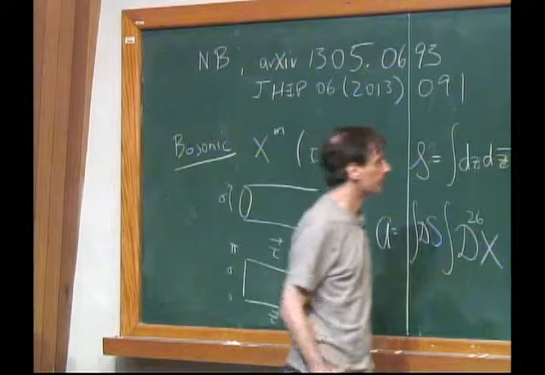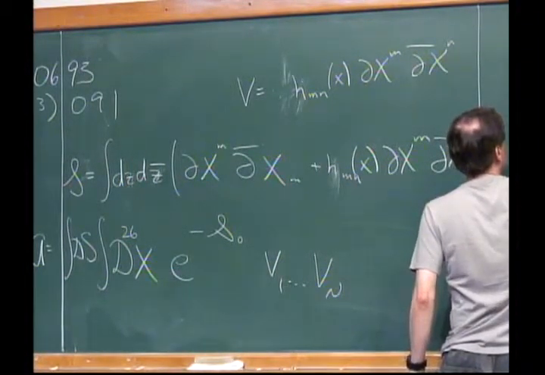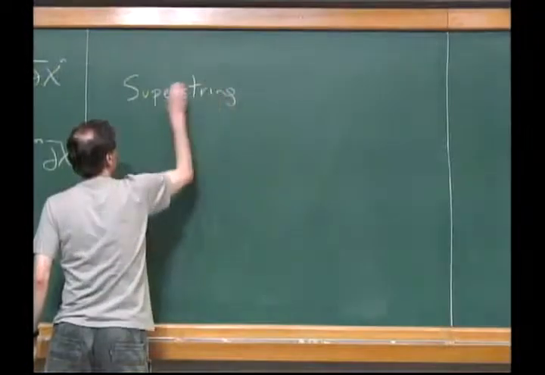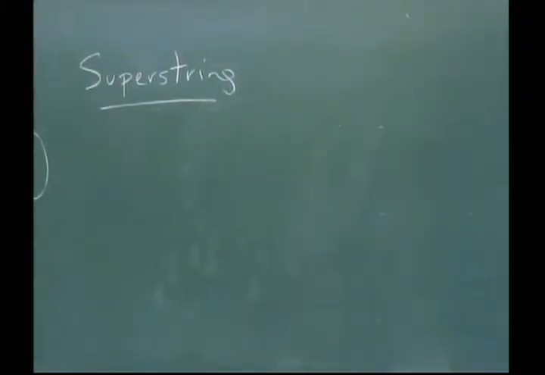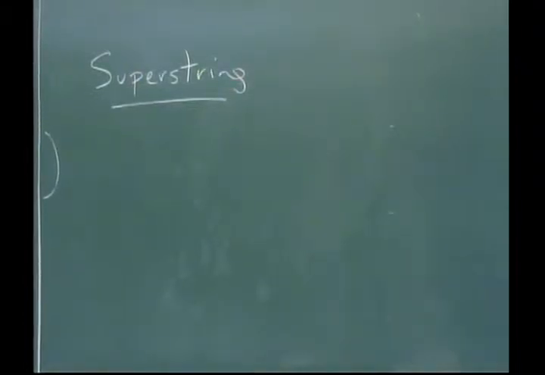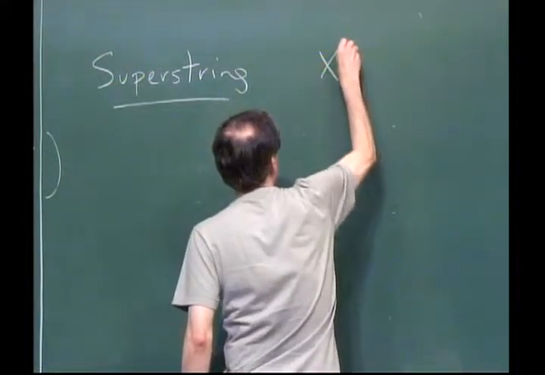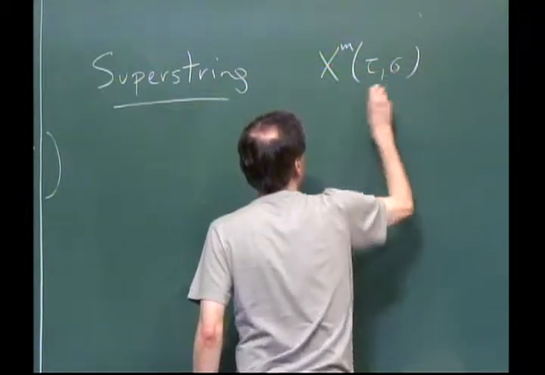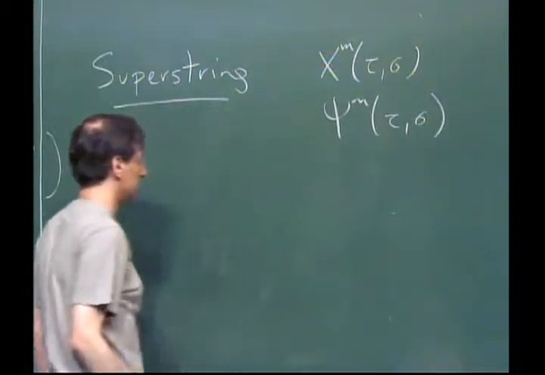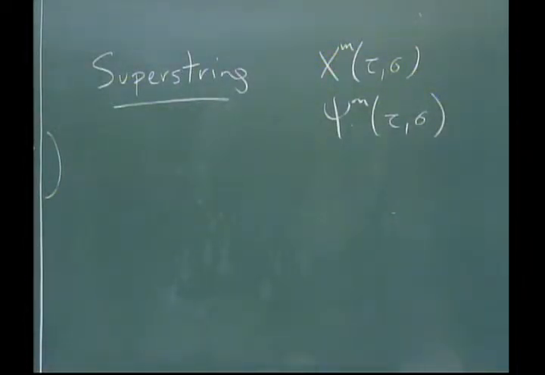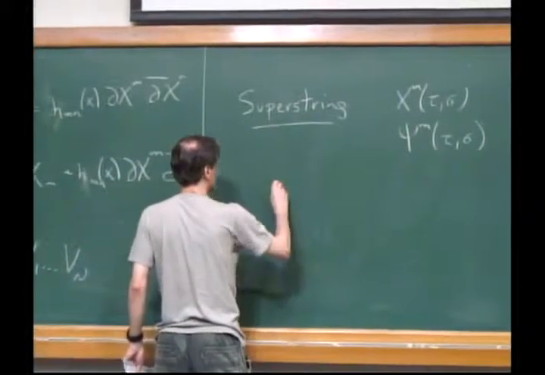So the way these problems were solved was by a new theory, which was called the superstring, in which, in addition to bosonic coordinates, you also have fermionic coordinates. So bosonic coordinates means commuting classically, and by fermionic, I mean that classically they're anti-commuting. So the action is similar.